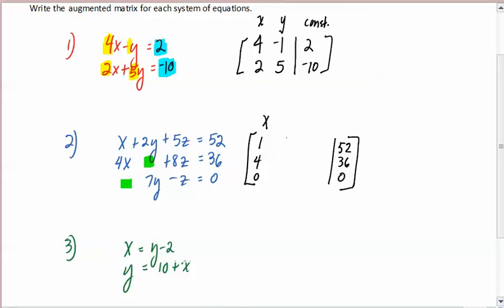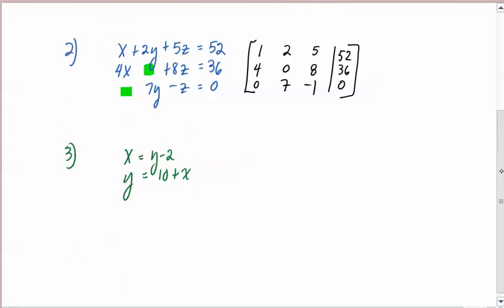These have to be in standard form, right? These are already in standard form. 2, 0, and 7 for my y column. And for the z column, 5, 8, and -1. Okay, now, of course, you don't have to write those labels. We just go ahead and write it like that. The labels are understood. Now, look at this last one.